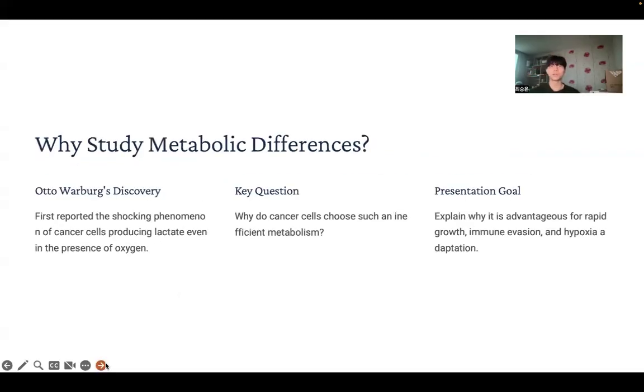First, why do we compare the metabolism of normal cells and cancer cells? Even though cancer cells carry the same genetic information as normal cells, their energy strategies are dramatically different. Changes in glucose usage and oxygen dependency are crucial clues for cancer diagnosis and therapy. So, the key question we need to ask is, why do cancer cells choose a less efficient metabolic pathway?